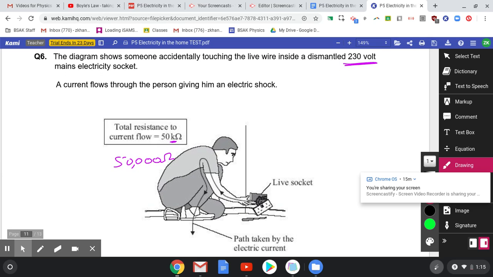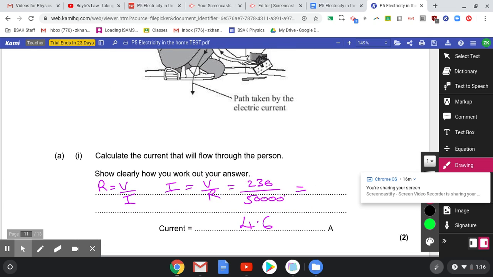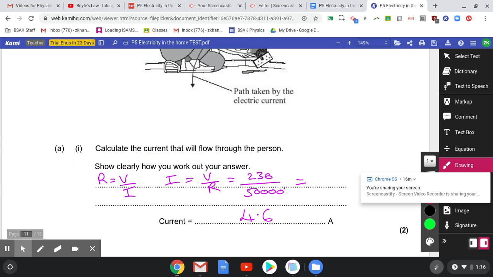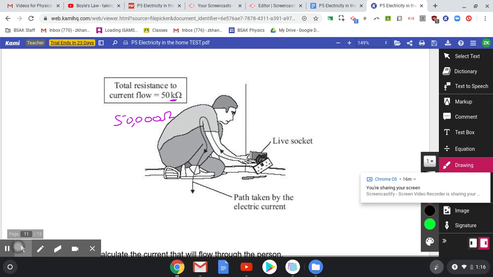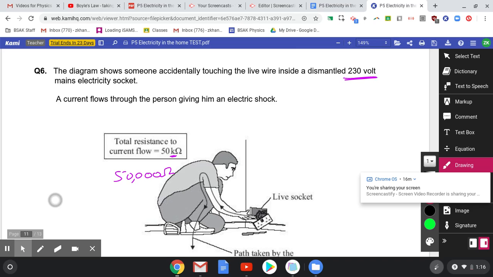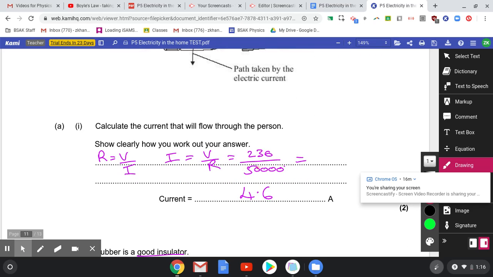Question 6, you've got a resistance of 50 kilohms or 50,000 ohms, and a voltage of 230 volts. Calculate the current. If you've been given the resistance and voltage, you just rearrange this. There's your resistance, there's your voltage. Current equals the voltage over resistance. The voltage was 230 as given here, and the resistance is 50,000, so the current is 4.6 amps.